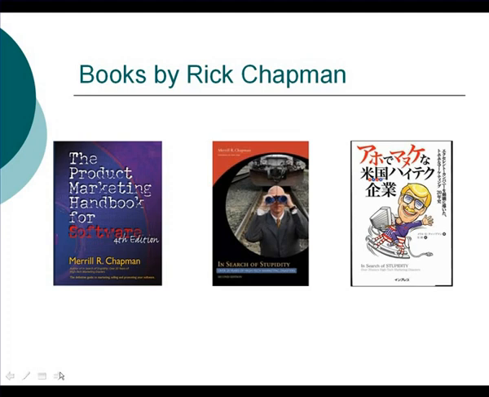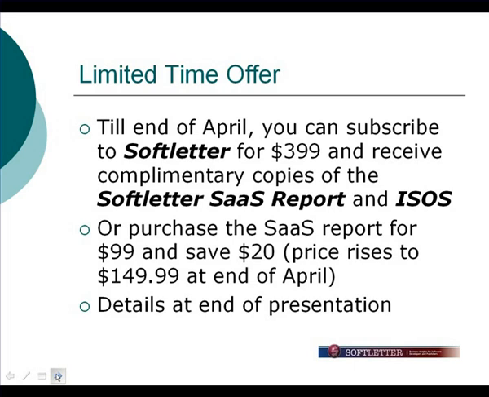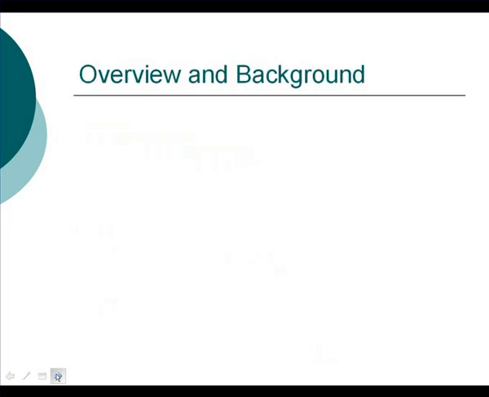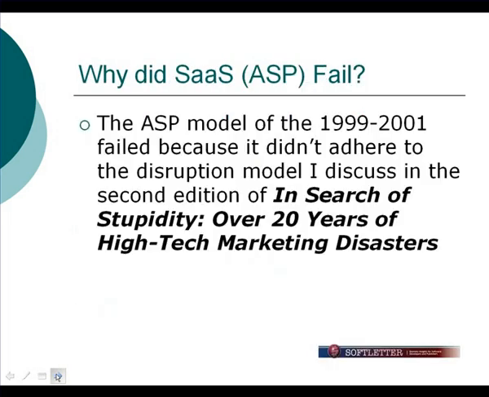Okay. Let's get into the presentation. Let's first discuss what happened to the early SaaS model. In In Search of Stupidity, in both editions, I discussed the launch and explosion on the launching pad of what was then called the ASP model. And this occurred between 1999 and 2001.